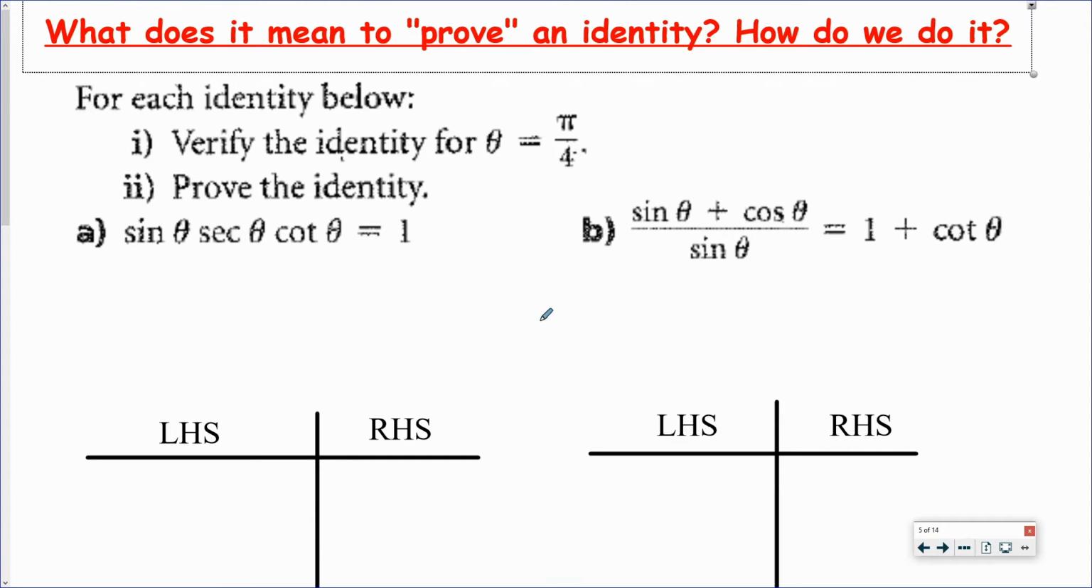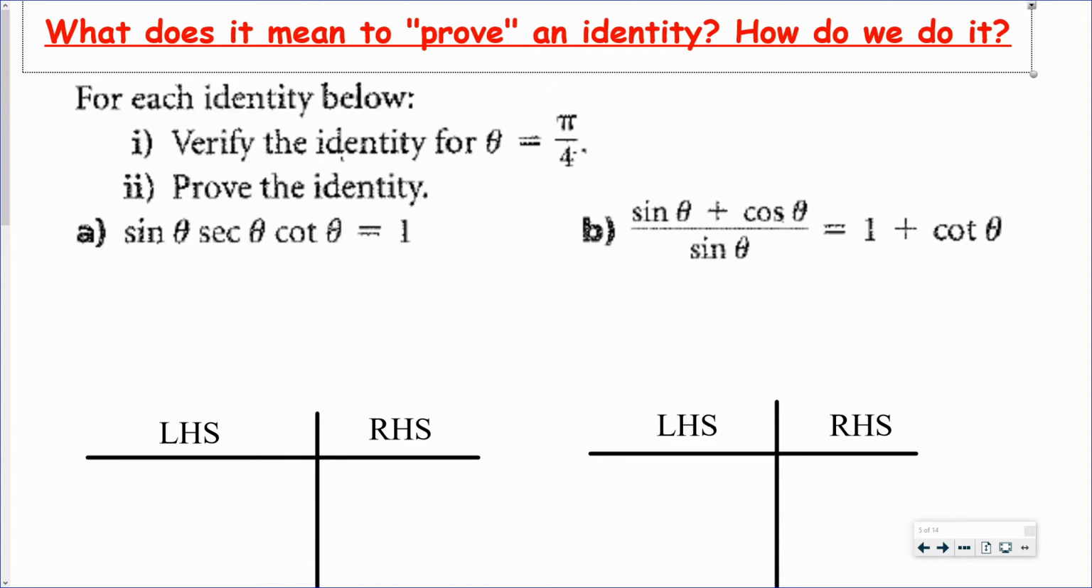Now, what does it actually mean to prove an identity? It means that any value of theta for which the identity is defined works. That's a tricky thing when you think about it. Right now, I'm just going to do an example where I plug in one possible value for theta into this identity and show you that it works. We're going to use the terminology LHS, which stands for left-hand side, and RHS, which stands for right-hand side.